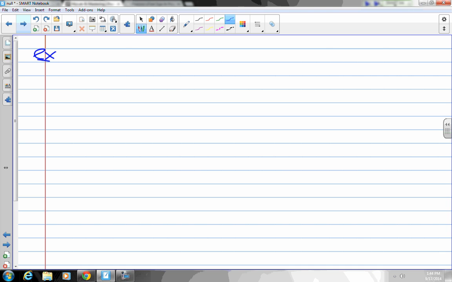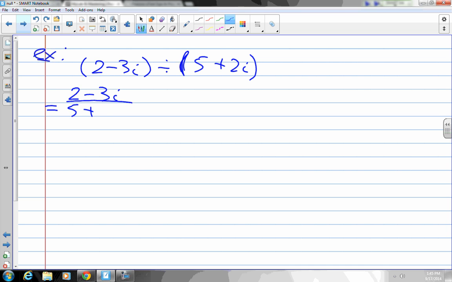So here's an example. I want to divide 2 minus 3i. I'm just going to do one example of division. This is the part that I'm removing from the homeworks or quizzes, but divided by 5 plus 2i. And the division of complex numbers is pretty messy, because really what I'm writing here is 2 minus 3i over 5 plus 2i. Okay.